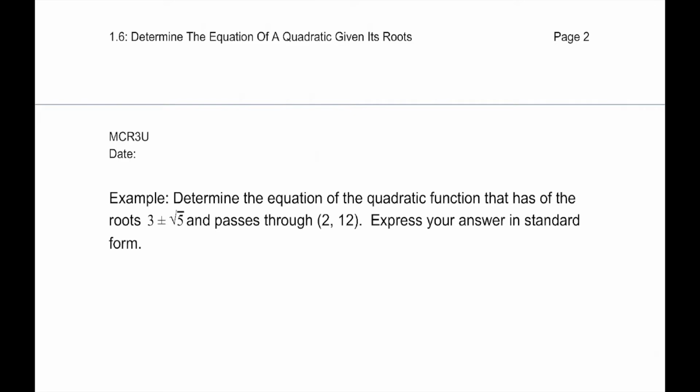Determine the equation of a quadratic function that has the roots 3 plus or minus root 5 and passes through 2, -12. So we get blown away by this a little bit because where might we get an answer like that? Well, from using the quadratic formula. In other words, our quadratic equation was not factorable, so the roots were not integers, and we got something like 3 plus or minus root 5 using the quadratic formula. So how do we go about determining the equation for this?